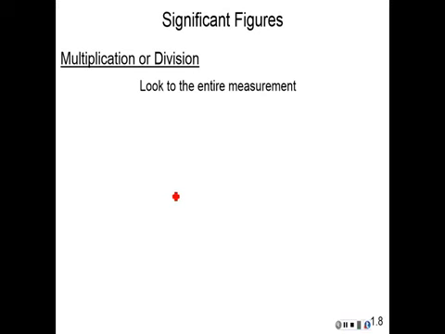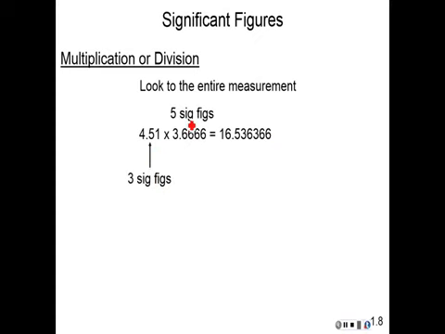Multiplication and division is a little bit different. We're going to consider the entire measurement. So here we are multiplying these 2 together, and this is what we get for an answer. So there are 3 significant figures here, and there are 5 significant figures here. So how many should I round my answer off to? Well, the rule is stating that I want to write my answer in such a way that it has the same number of significant figures as the smaller number of significant figures. Therefore, I want 3, and I get this for an answer.